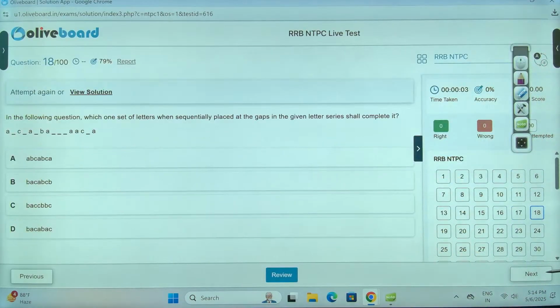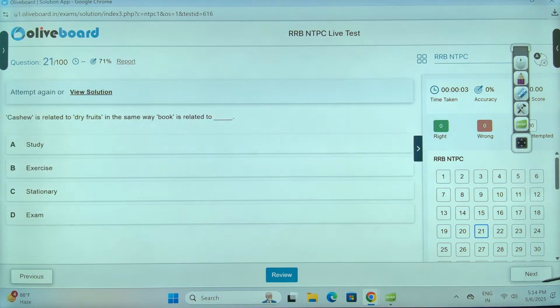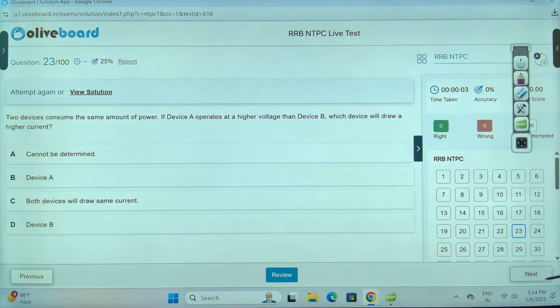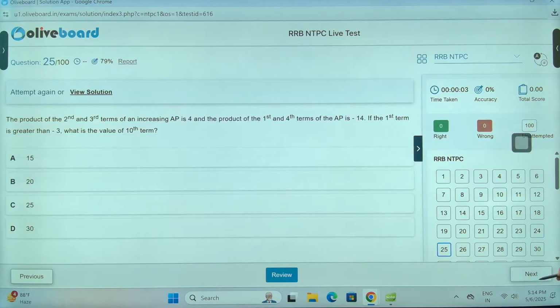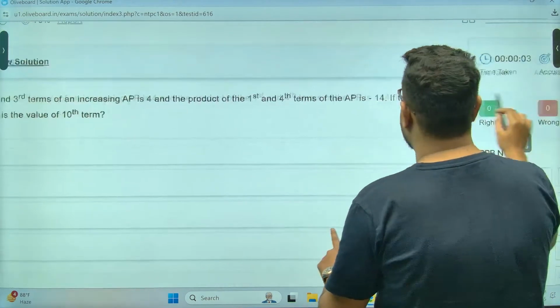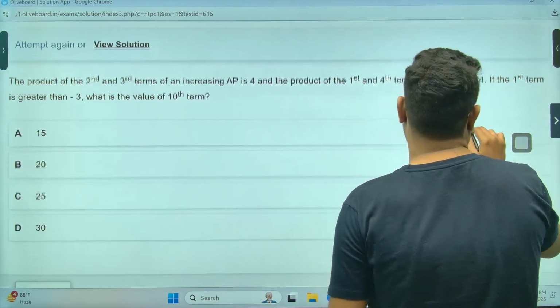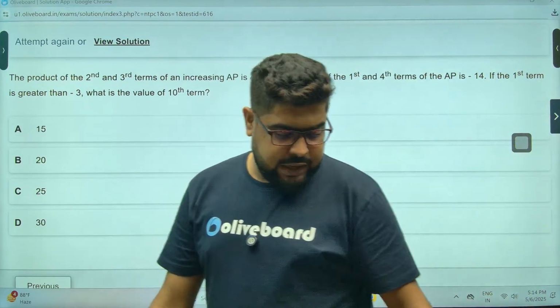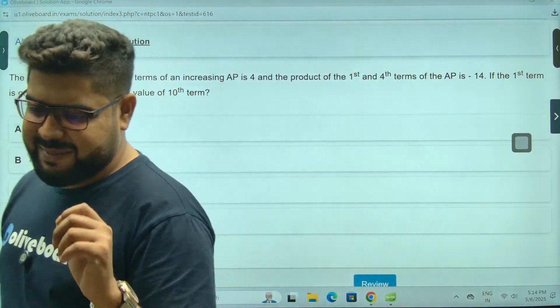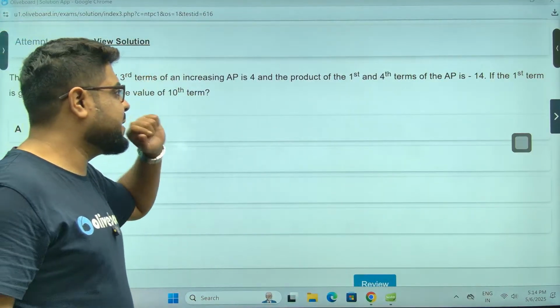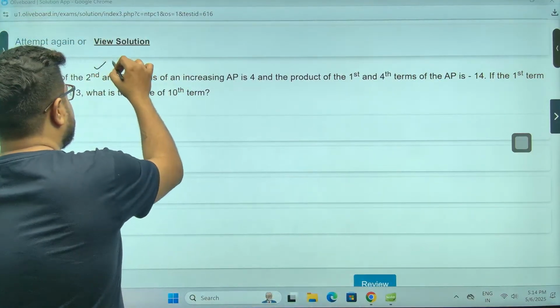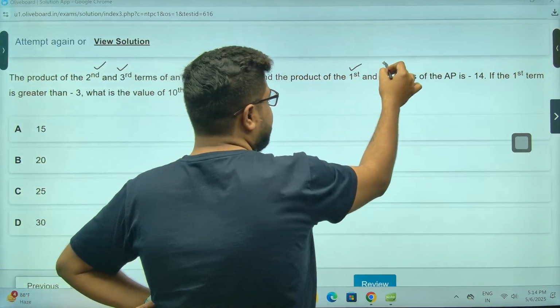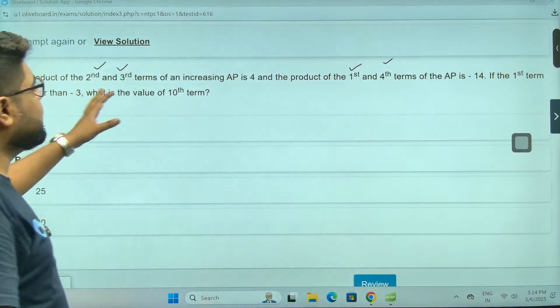Next one, sir. Let me know if I miss something. This is an AP product. AP product means it will be a little lengthier. The question will be a little lengthy. Don't worry, not very lengthy. Second term, third term, let me check. First term, fourth term. And now they're asking something else.